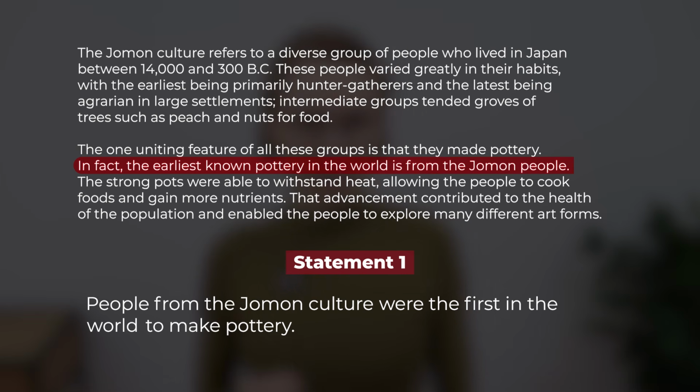Guys, this paraphrases an idea from the statement in the question. The earliest known pottery is the same as the first in the world. So now we know that this statement is true.